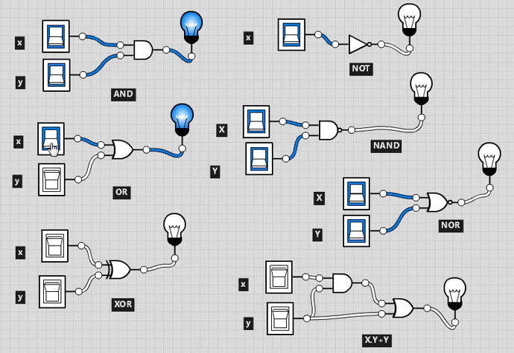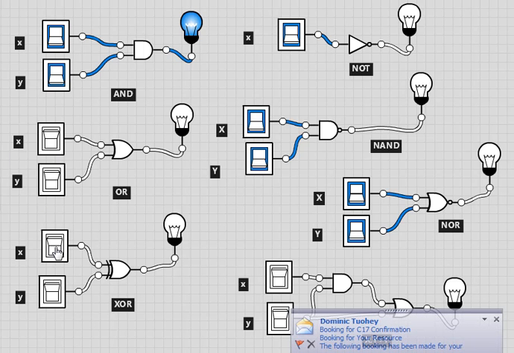We have a true signal here, so the light is on. We have a true signal here, so the light is on. And when this is off and this is on, we have the light on. The only condition where the light is off is when both of these are set to off. This is an OR gate.